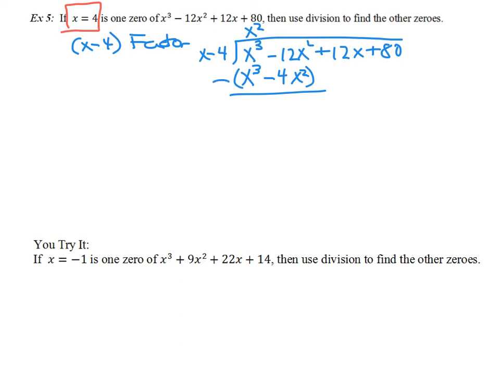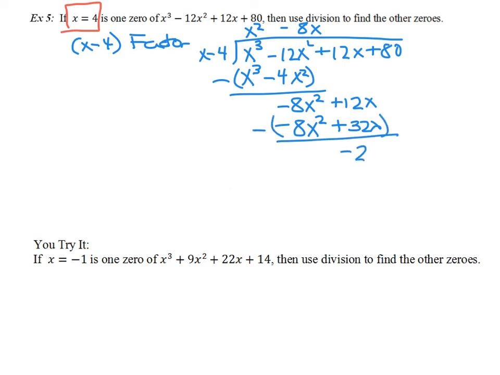Subtract, and make sure you subtract a negative, so that's a negative 8x squared plus 12x. Divide by x again, so negative 8x. Negative 8x times x is negative 8x squared. Negative 8x times negative 4 is positive 32x. Subtract, and that's giving me negative 20x. Bring down the plus 80. Divide again, and that's going to give me a negative 20.